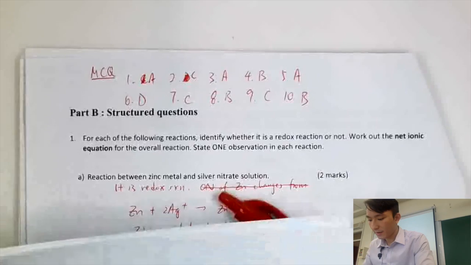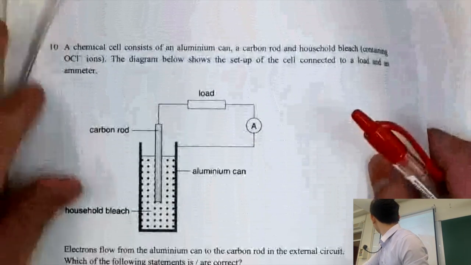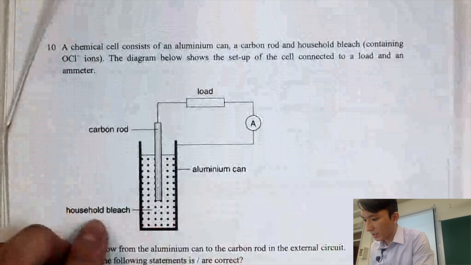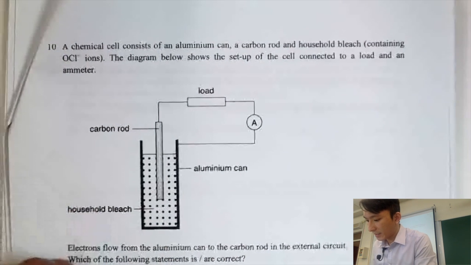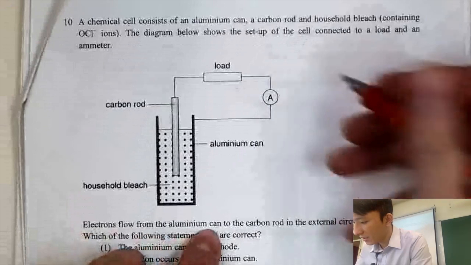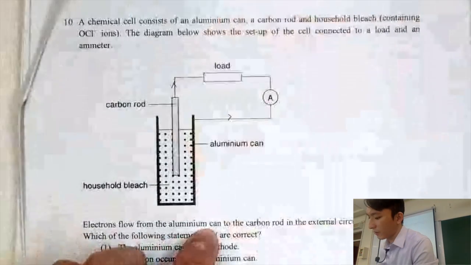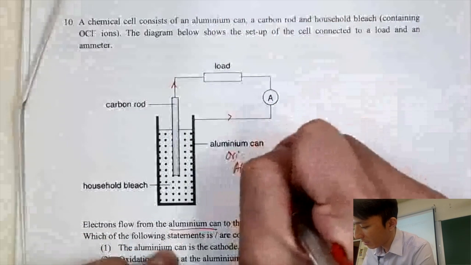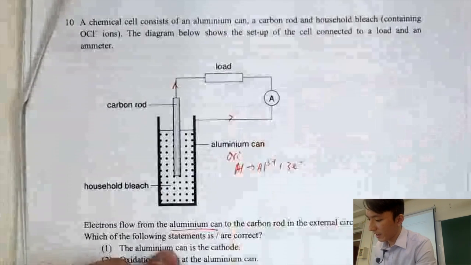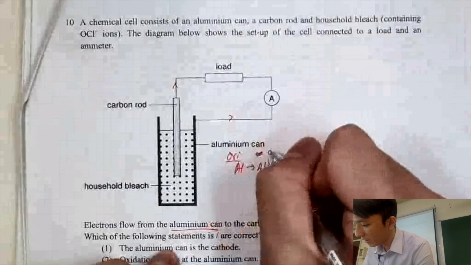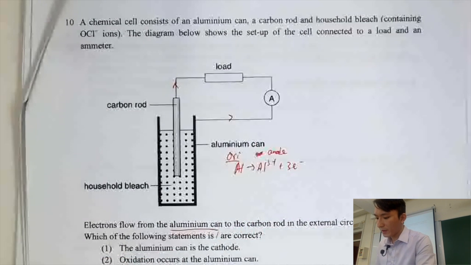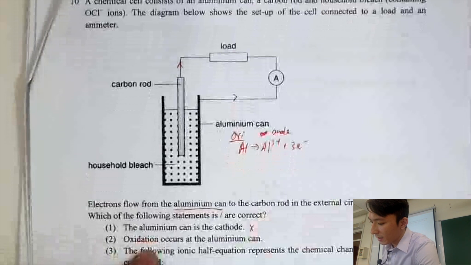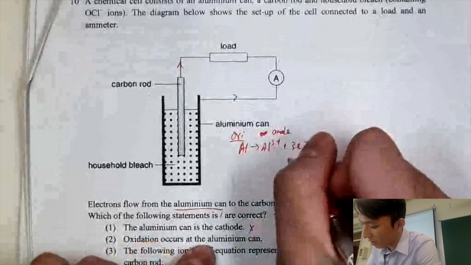Okay, so question 10. So this is a chemical cell. We have the aluminium and the household bleach, and it says that electrons flow from the aluminium can to the carbon rod. So this tells you that aluminium undergoes oxidation. All right, so Al becomes Al3+ and 3 electrons, and because it's oxidation, it must be no. So the first statement is already wrong. Aluminium can should be the anode instead of cathode. Oxidation occurs at aluminium can must be correct.